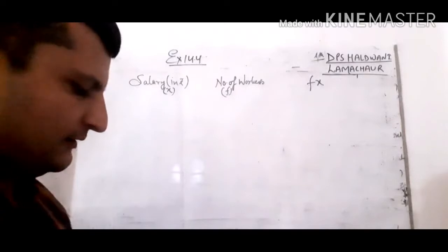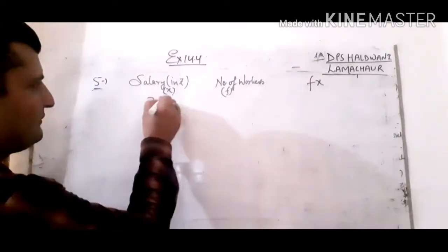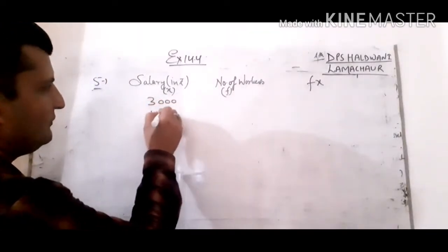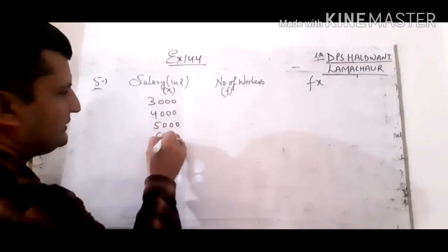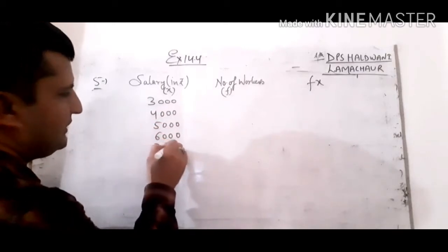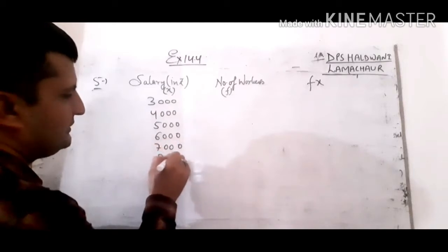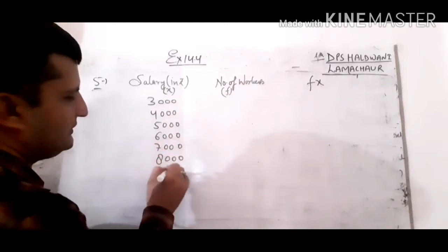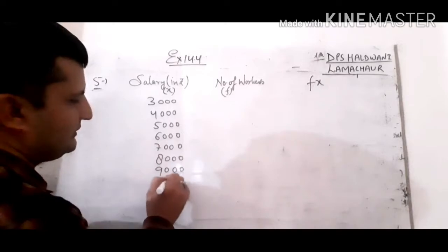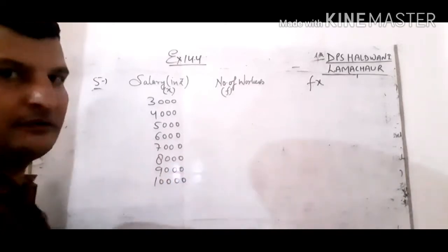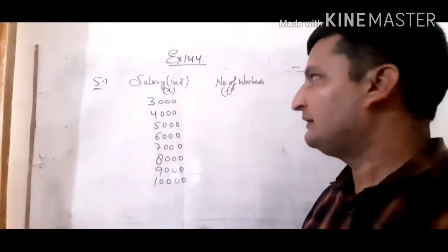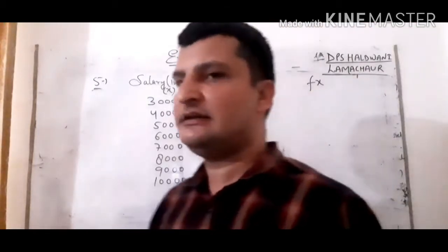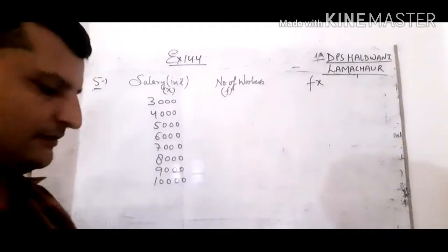Salary is given from 3000 to 10,000. 3000, 4000, 5000, 6000, 7000, 8000, 9000 and 10,000. Students, these are the salaries of the workers. And for 3000 salary, how many workers are there? We have to write it with the help of our book.